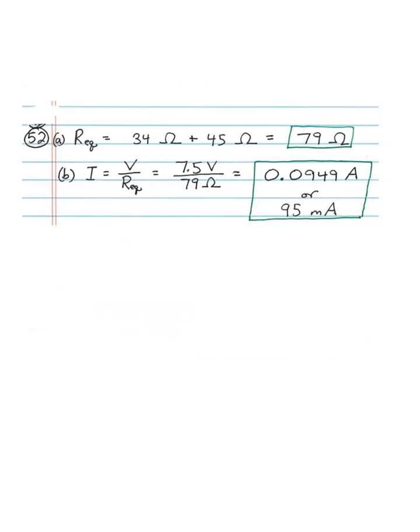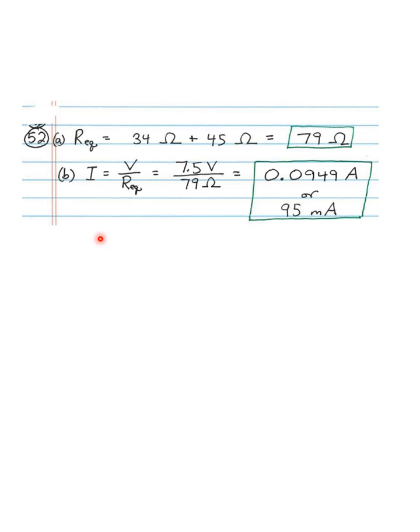Number 52, combining resistors. A 34 ohm resistor and a 45 ohm resistor are in series. Find the equivalent resistance. So for part A, with series resistors, the equivalent resistance, you just add them up, so 79 ohms. For part B, find the current when the series combination is connected across a 7.5 volt battery.